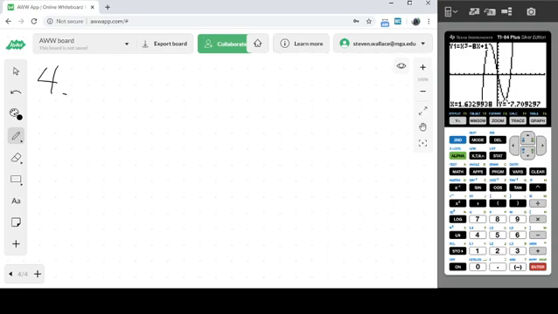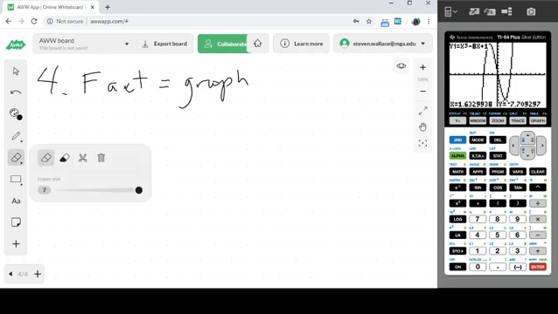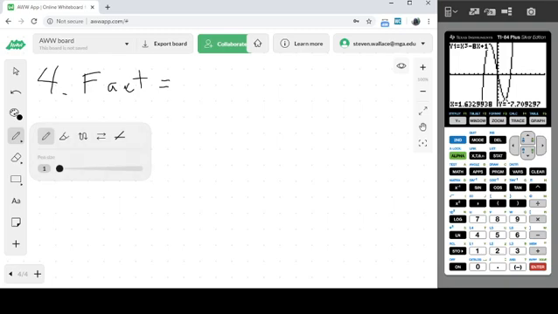All right, so one thing that's true about polynomials is that their graph, the graph of a polynomial, is smooth.